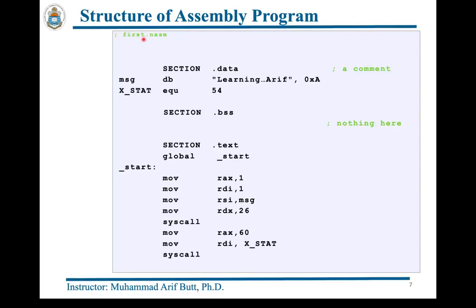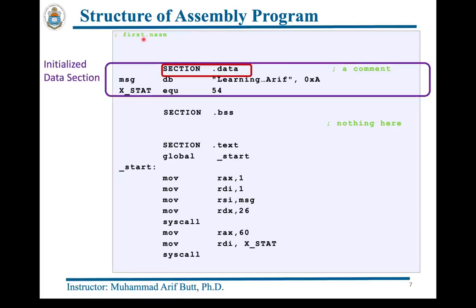Well, dear students, a properly formatted x86-64 assembly source file normally has 3 sections. The first is the section .data. All initialized data like memory variables and constants are placed over here.